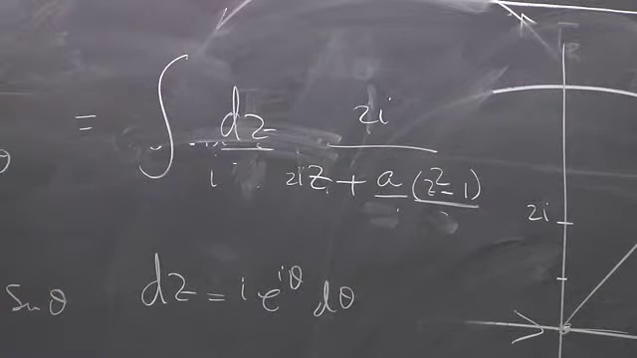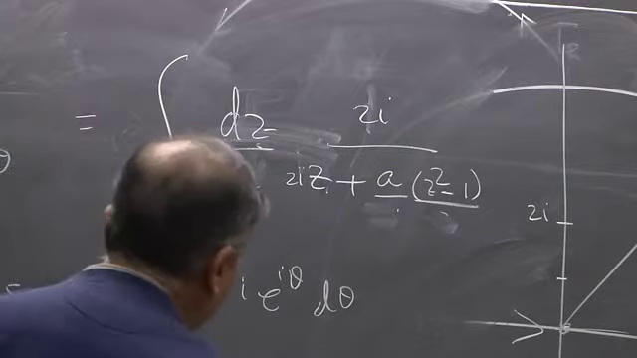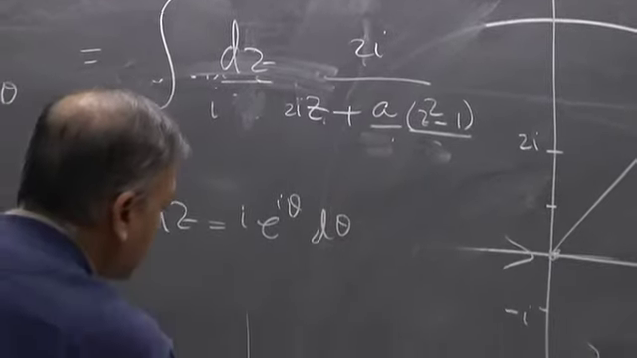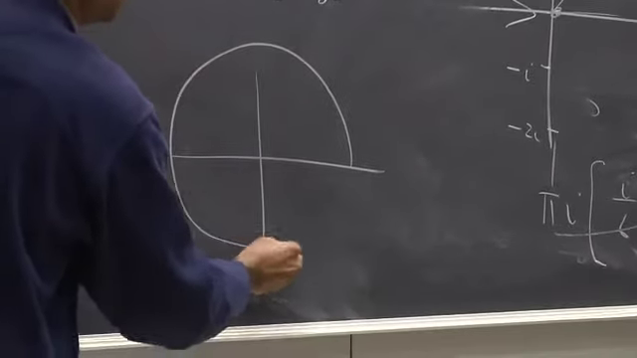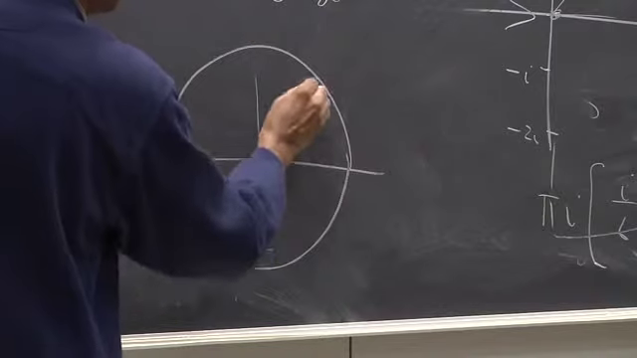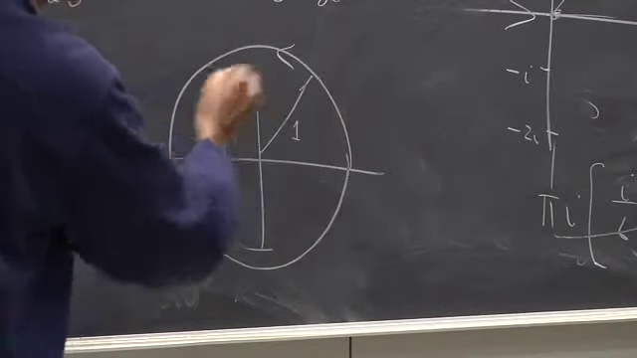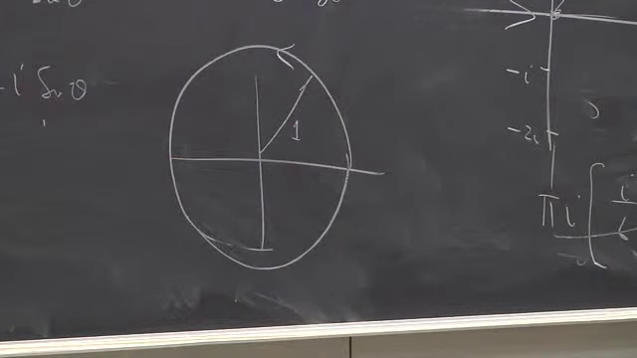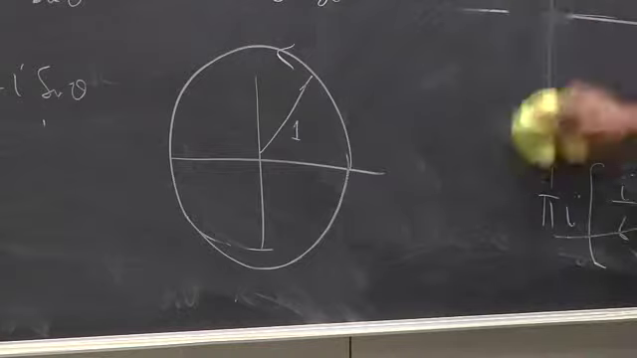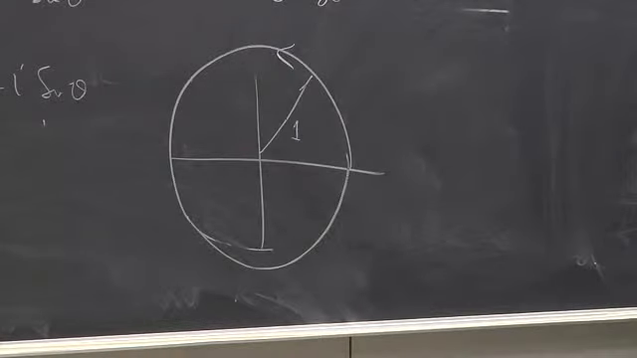And now what is the path in this complex plane? It's clear the path is simply, this is the unit circle, right? Its modulus is 1. So I'm integrating over the unit circle of radius 1, from 0 to 2 pi, counterclockwise. Okay. So then we can just use the residue theorem for the closed contour.